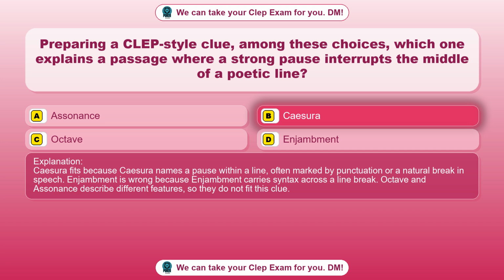Caesura fits because caesura names a pause within a line, often marked by punctuation or a natural break in speech. Enjambment is wrong because enjambment carries syntax across a line break. Octave and assonance describe different features, so they do not fit this clue.